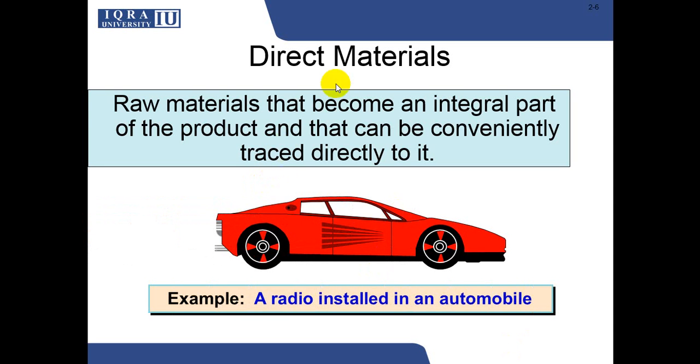Direct material is the raw material that becomes an integral part of the product and that can be conveniently traced directly to it. If I am making an automobile, the steel is the direct material. Another example: if company A is a toy manufacturer, an example of a direct material cost would be the plastic used to make the toys.